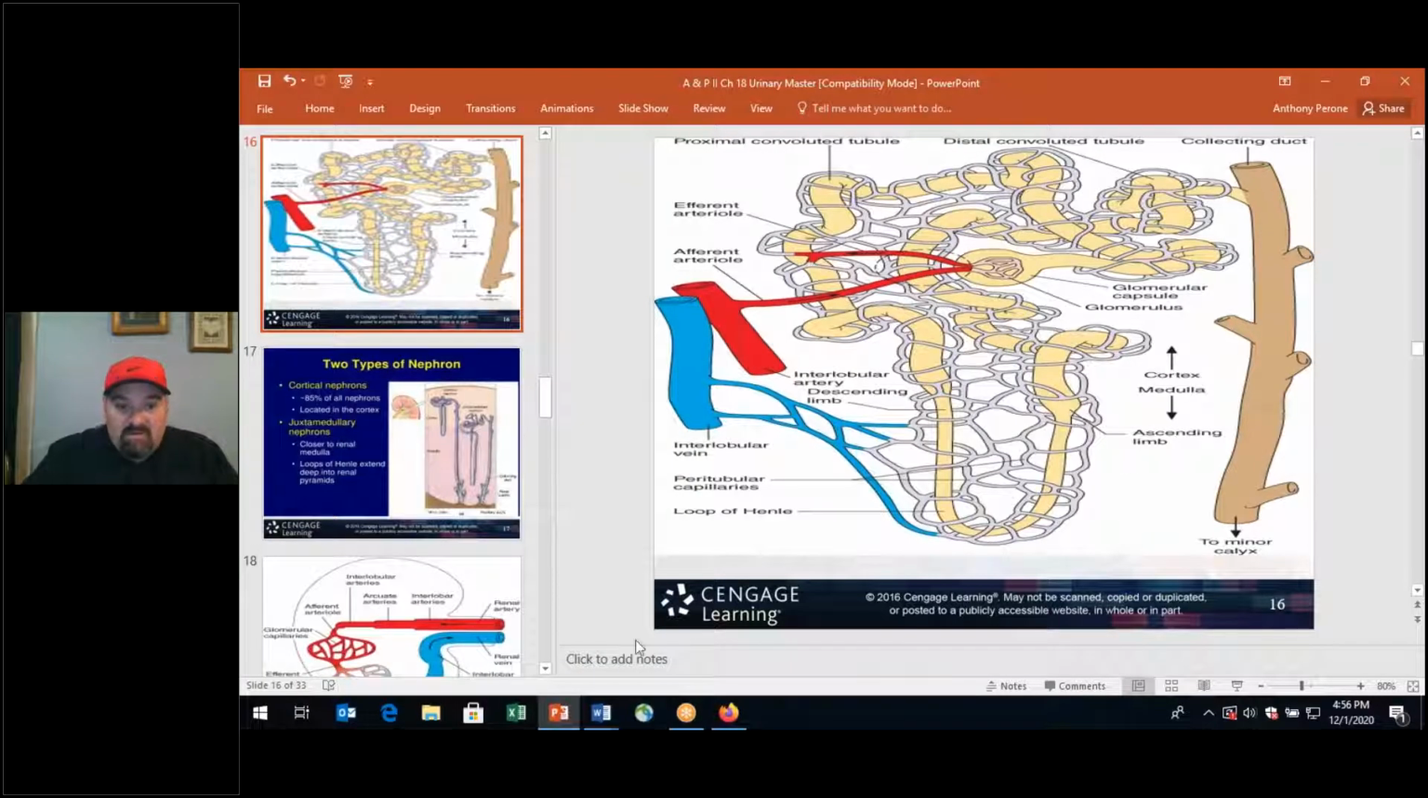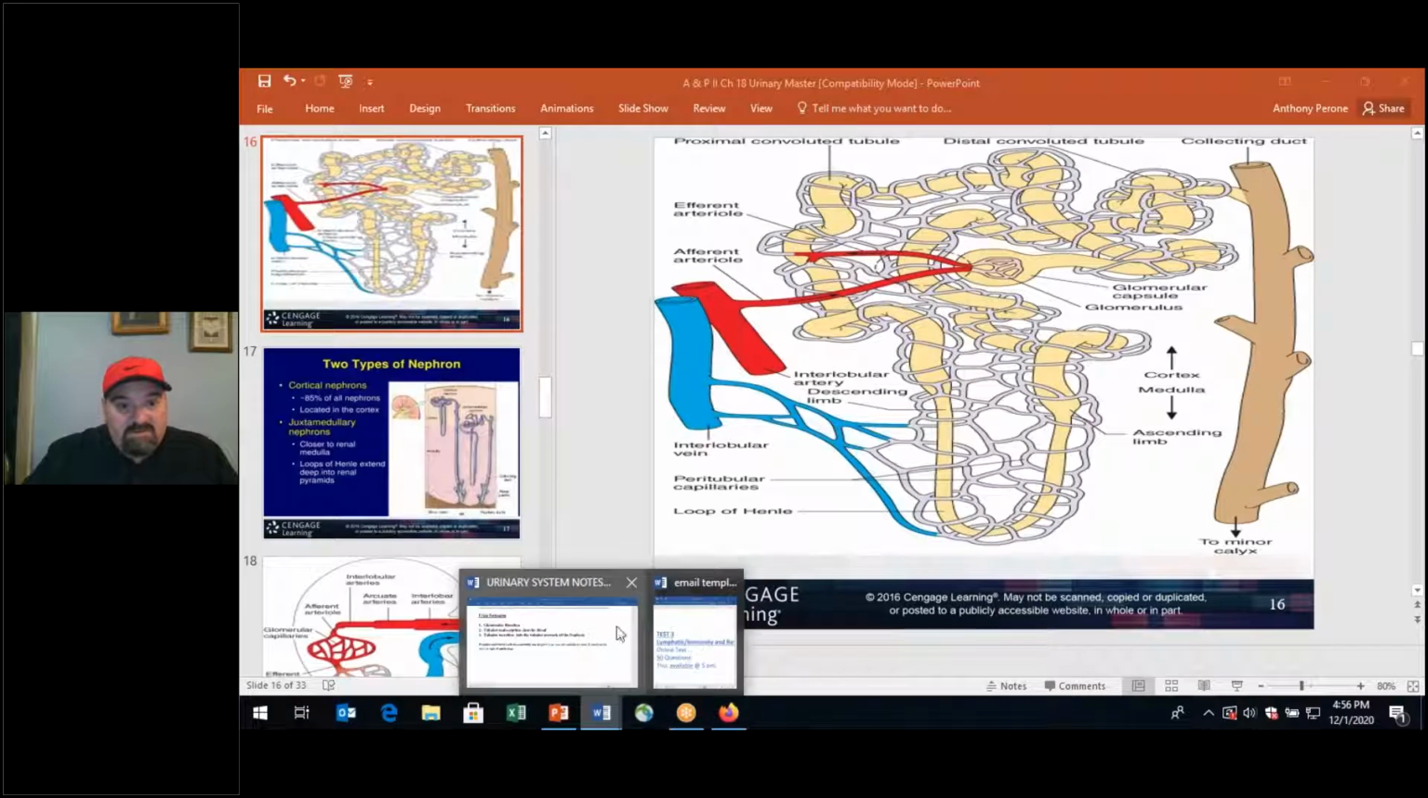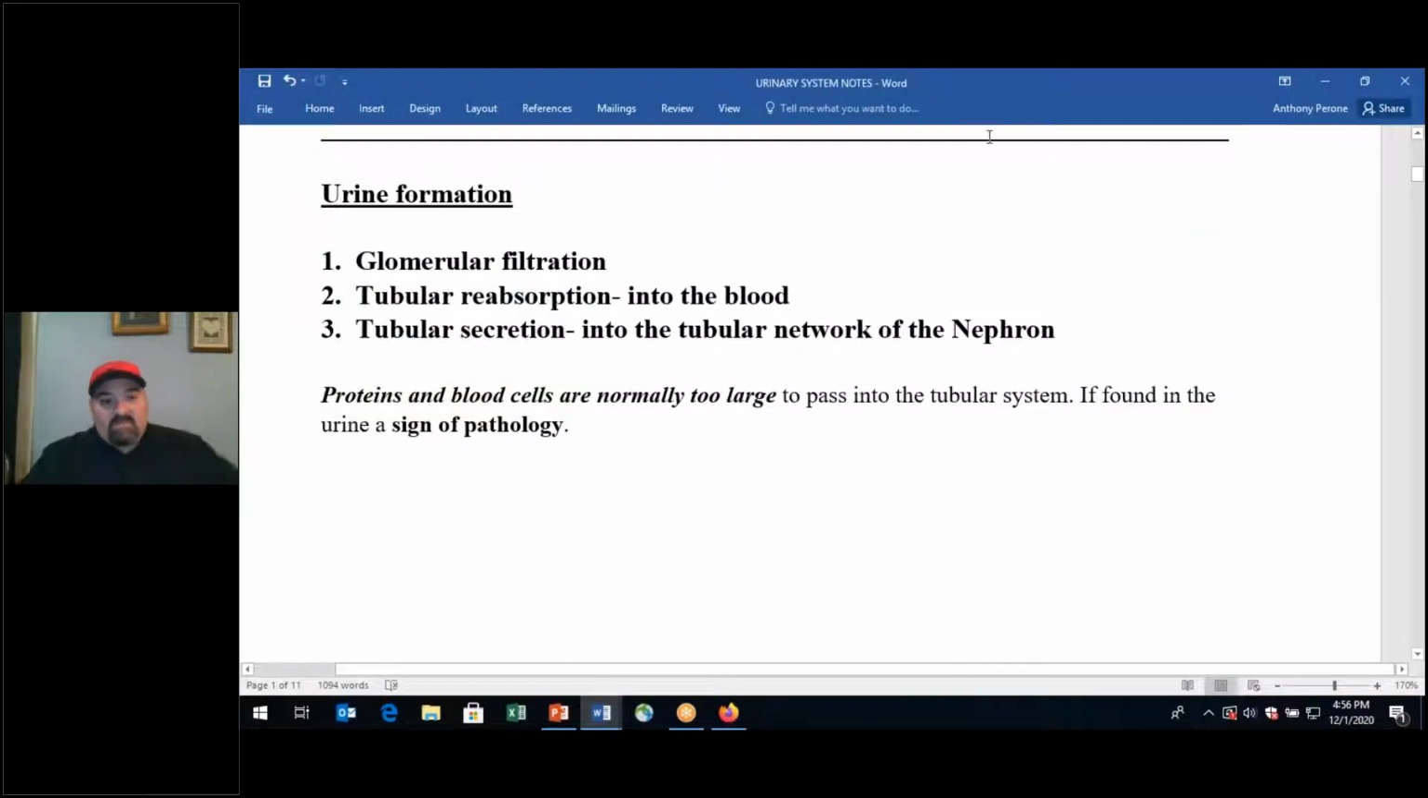Okay, go back to our notes here. So you'll see here that, again, filtration, reabsorption, secretion, really important for you to get an understanding of what's taking place. Reabsorbing into the blood, secreting back into the tubular network of the nephron, right? That will become the filtrate, which will eventually become urine, okay?